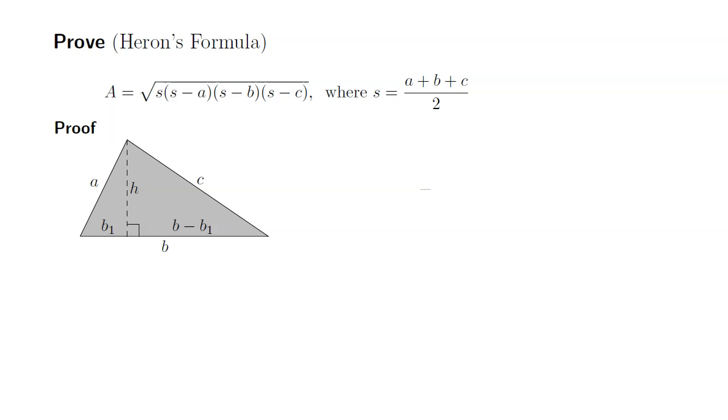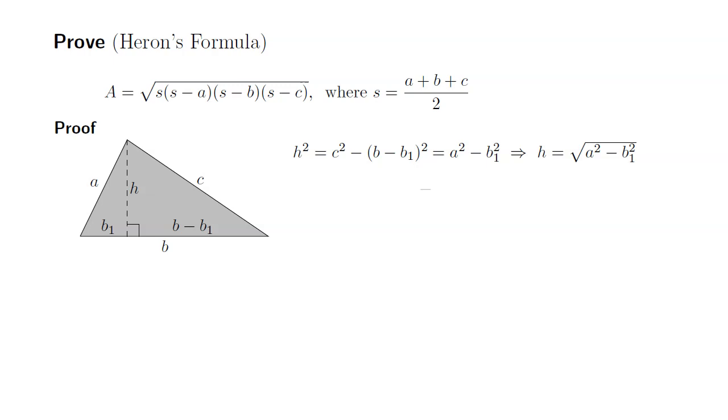Applying the Pythagorean theorem to this right triangle here, we have h squared equals c squared minus (b minus b1) squared. I can also apply the Pythagorean theorem to this other right triangle: h squared can also be written as a squared minus b1 squared. By taking the square root of both sides, we have a formula for h: h is the square root of a squared minus b1 squared.